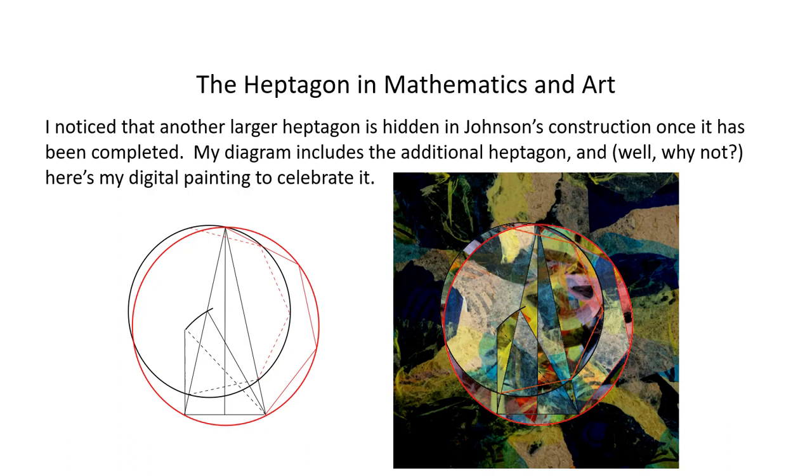I noticed that another larger heptagon is actually hidden in Johnson's construction once it's been completed. I don't know if he ever noticed that or not, but I've never seen it referred to. So my diagram here on the left includes that additional heptagon, which is inscribed inside the red circle. And, well, why not? Here's a digital painting to celebrate it.